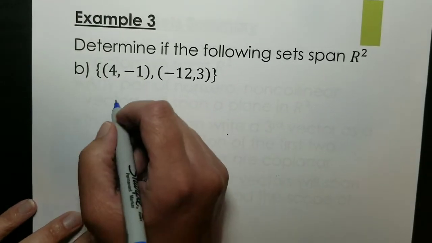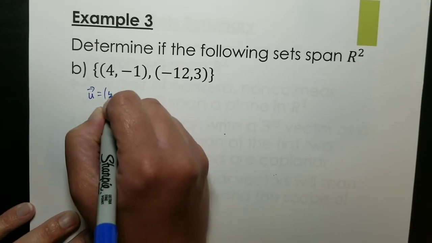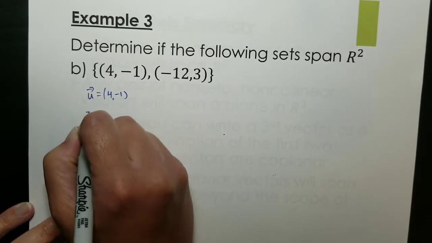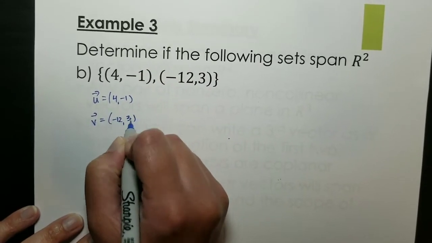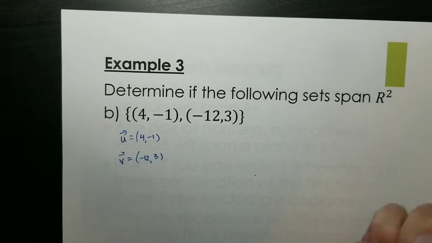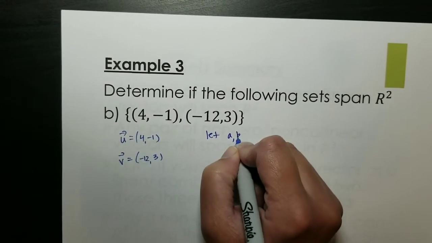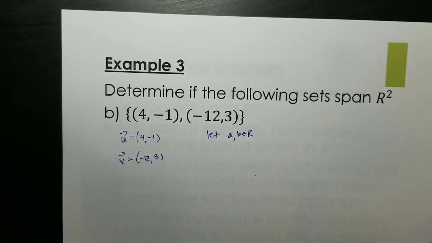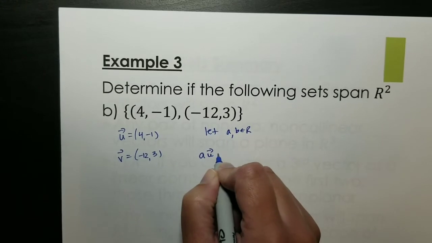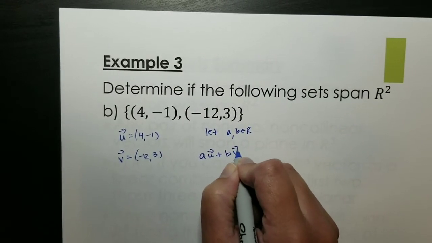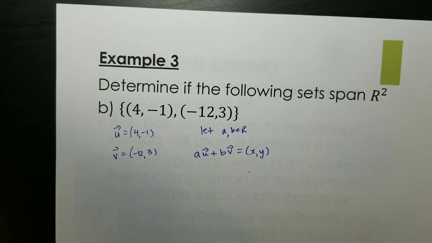So we're going to say I have vector u, which is 4, negative 1, and vector v in this case is negative 12, 3. And we're going to start the setup of this the same. We're going to pick some real numbers and just say I want a times u plus b times v to equal a general x, y coordinate point.